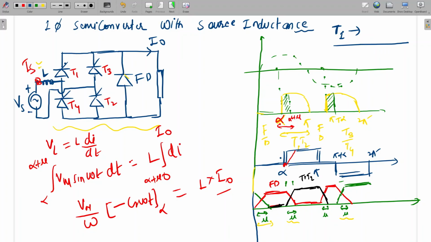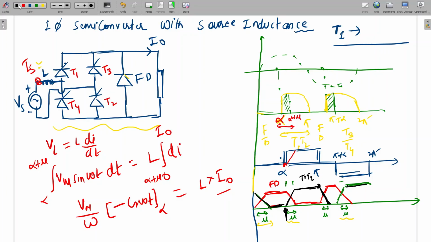So what will be the angle? It is starting from alpha. The T1 T2 current is going up to here. Again after pi, it will go up to here. Again from pi plus alpha, it flows to 2 pi. After 2 pi also, it is going up to mu.